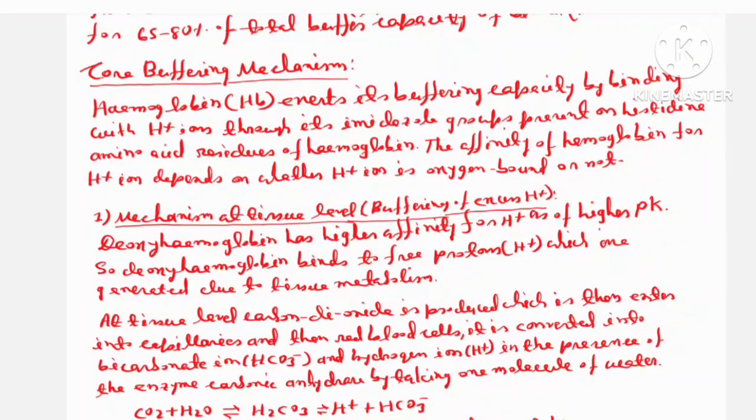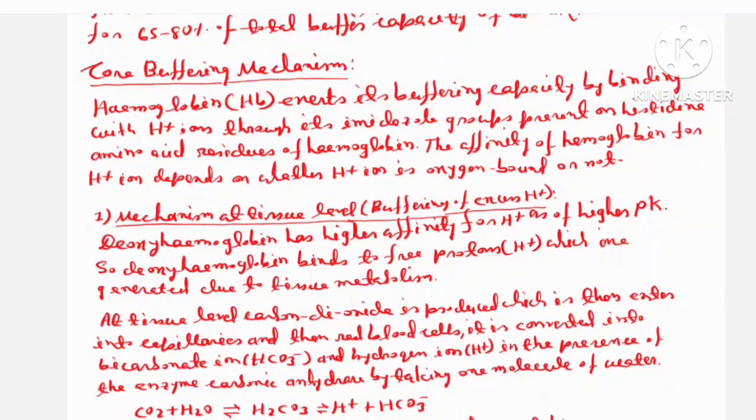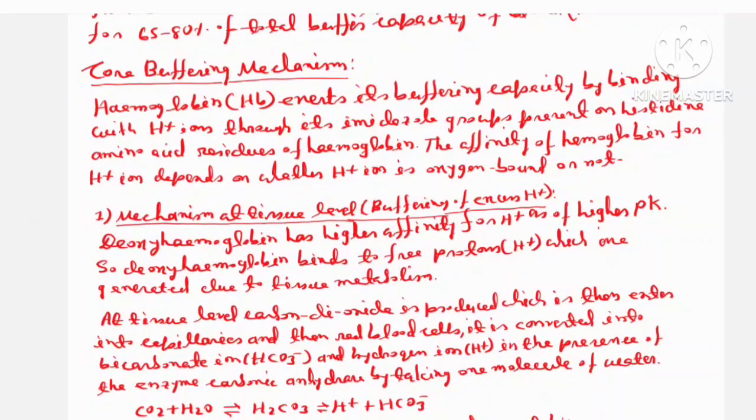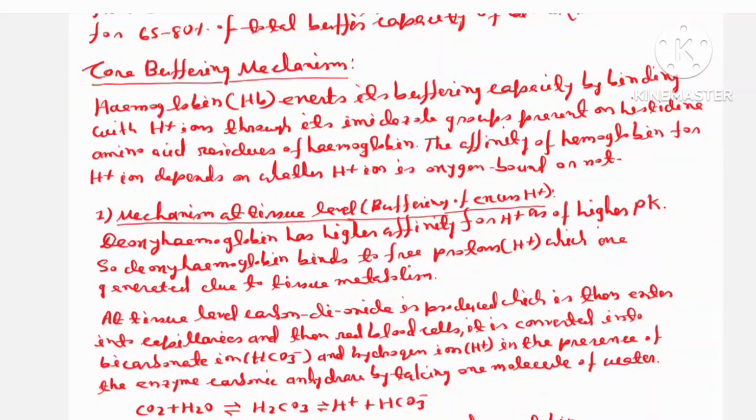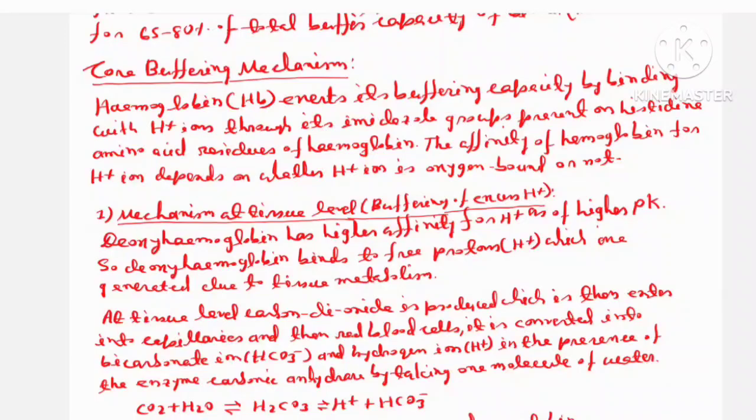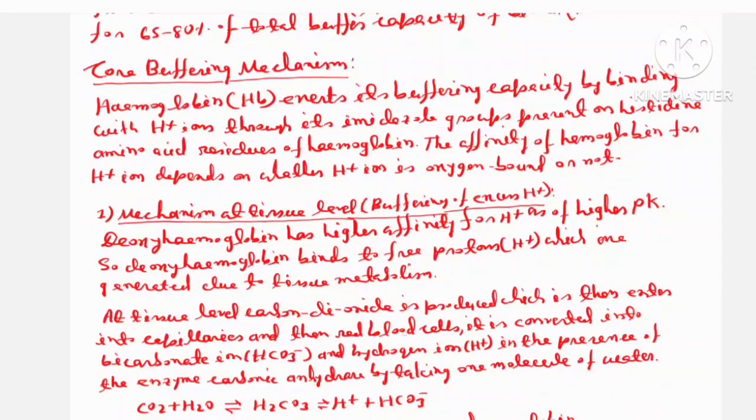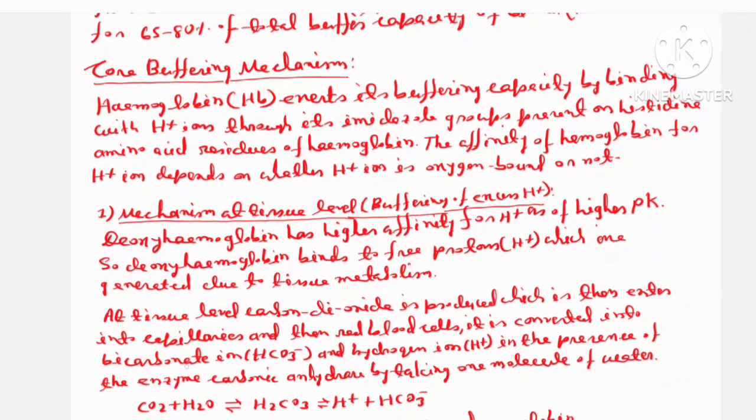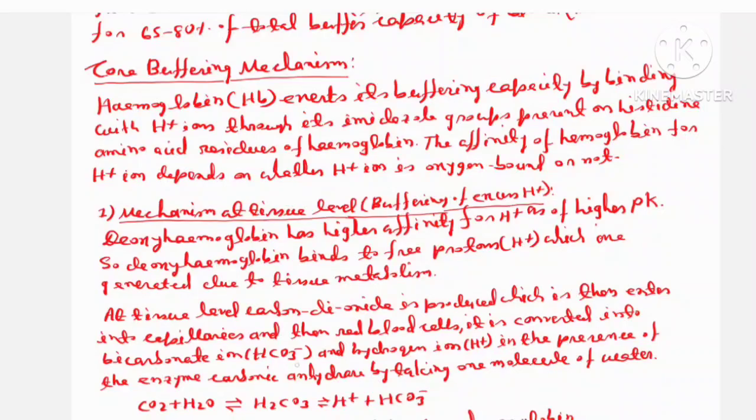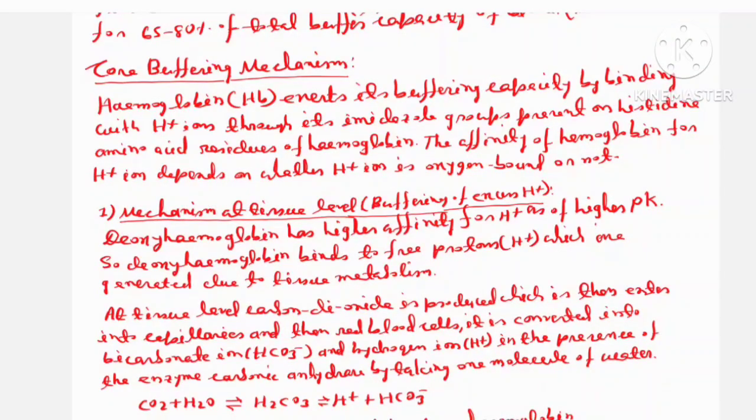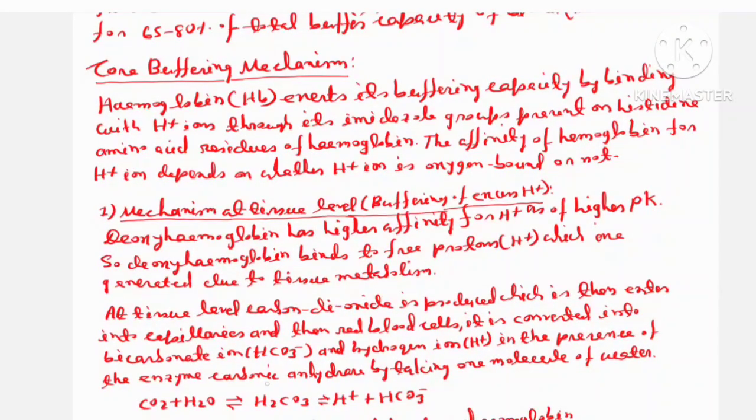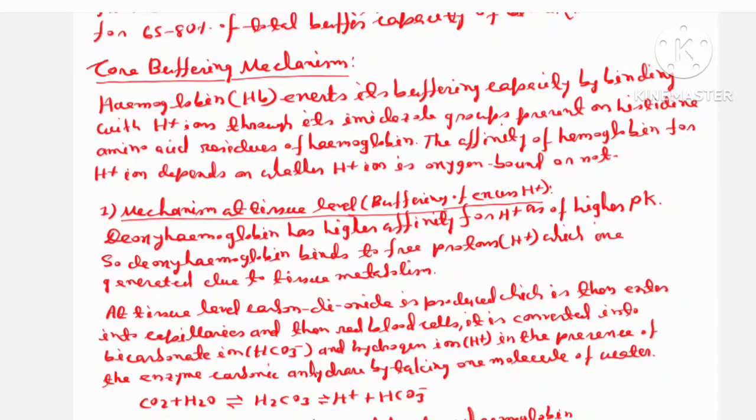So what happens here? At tissue level, carbon dioxide is produced, which then enters the capillaries, where there are red blood cells. Then it enters the red blood cell. It is converted into bicarbonate ion, that is HCO3 minus, and hydrogen ion, that is H plus, in the presence of the enzyme carbonic anhydrase.